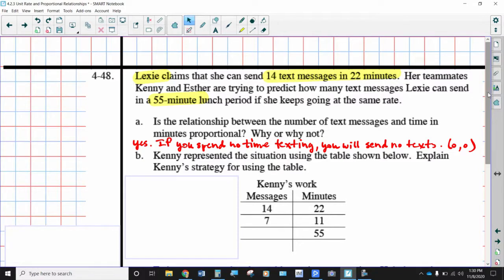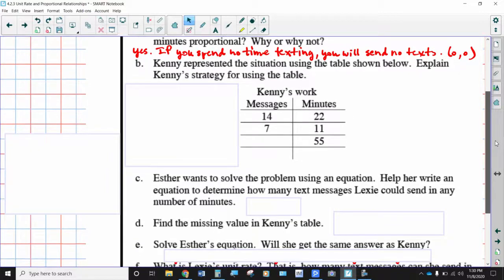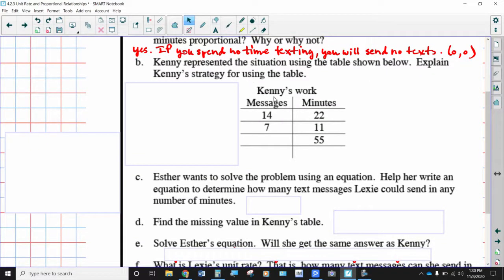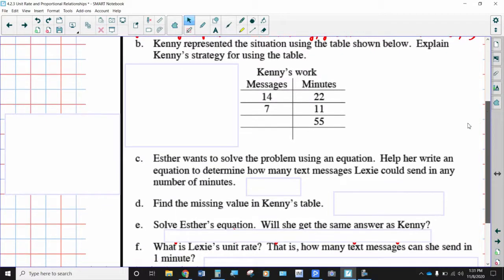proportional. So what I would like for you to do is use the information that is in this table. Kenny represented the situation using the table below. What do you think he's trying to do here? Why do you think he would find out what the amount of time it would take for 7 messages? Go ahead and formulate your thoughts, and let's go ahead and have you look at a few of these questions here so you can address all of these before you unpause.